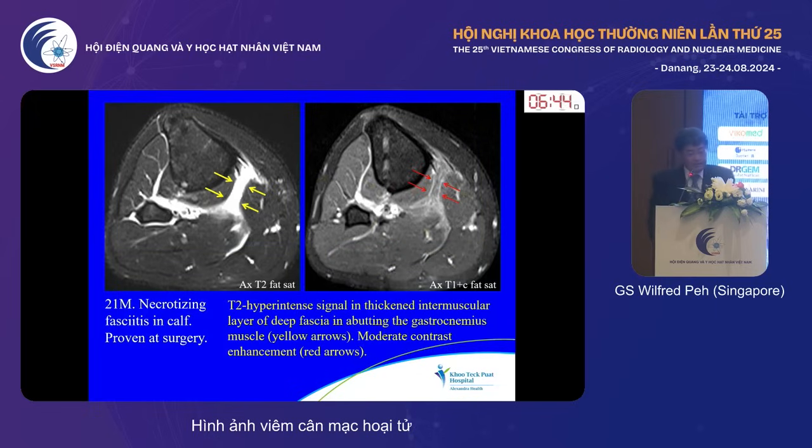Okay, here's another patient, a 21-year-old male with swelling of the calf. T2 weighted image on the left, T1 post-contrast fat saturated image on the right. And again, you can see a thickened collection of fluid in the intermuscular fascia indicated by the yellow arrows. And the red arrows on the right show there is moderate contrast enhancement, which corresponds to the areas of T2 hyperintensity.